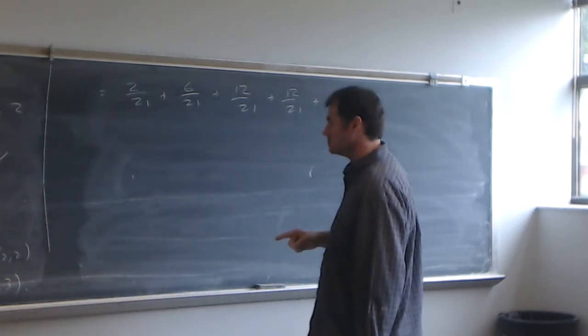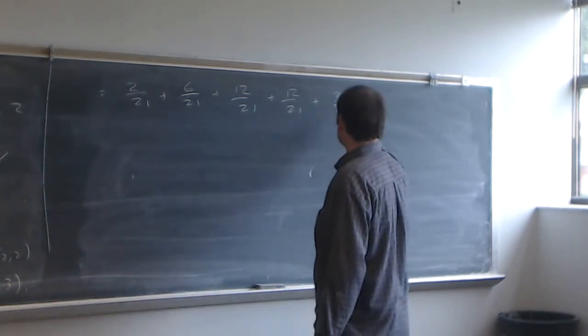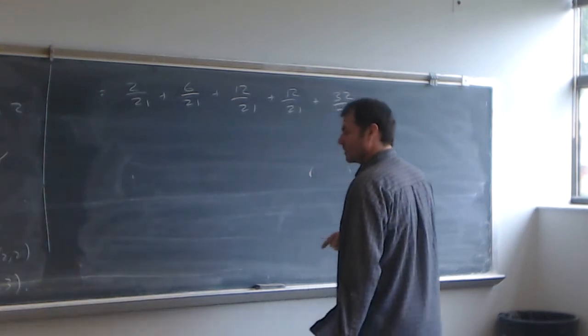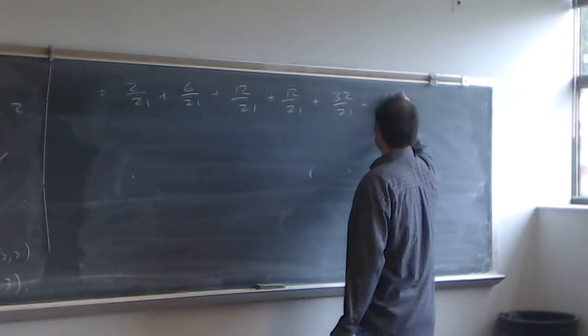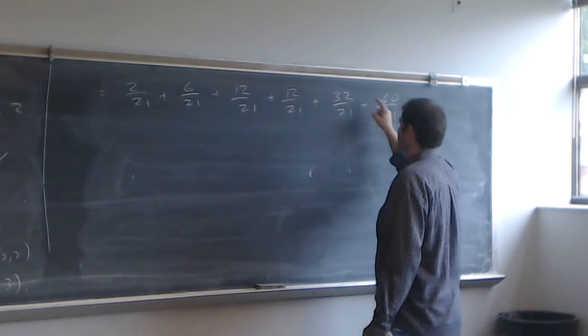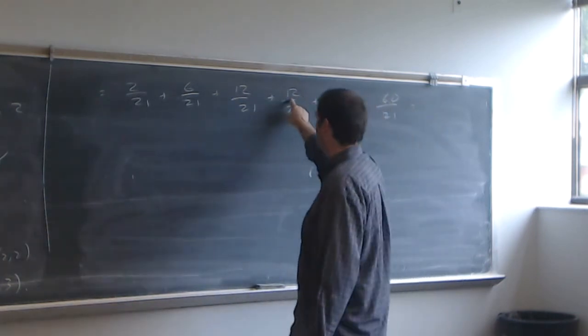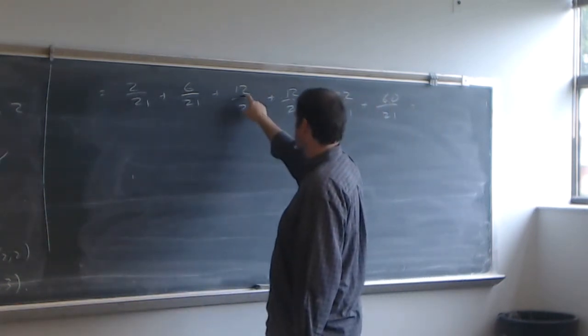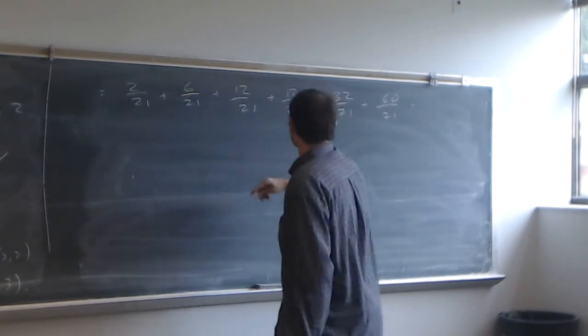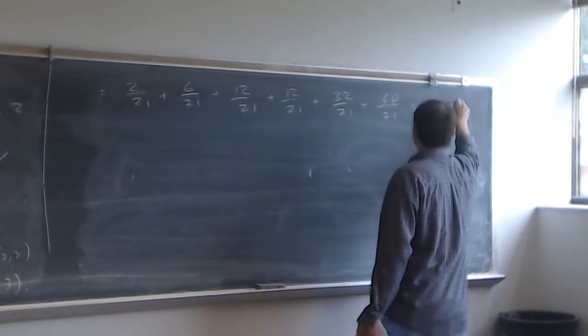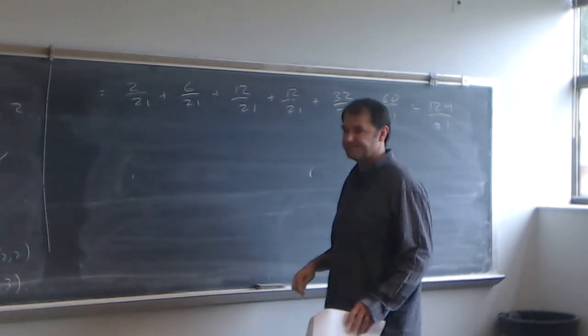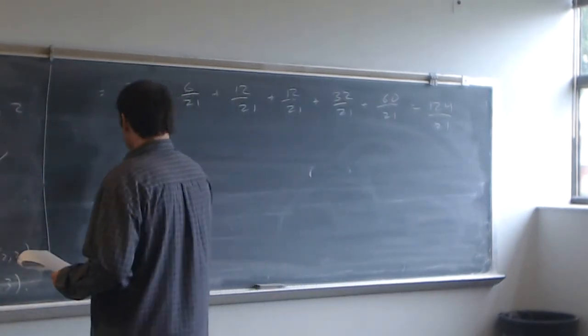Plus, we're down to the last one. So that's 4, that's 12. 12 times 5 is 60 over 21. Let me add this up: 92, 94, 104, 106, 116, 124. That's the answer I got. 124 over 21. That's the right answer. Let's do another example.